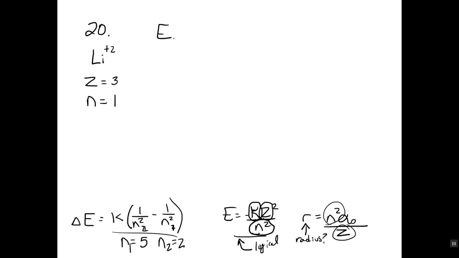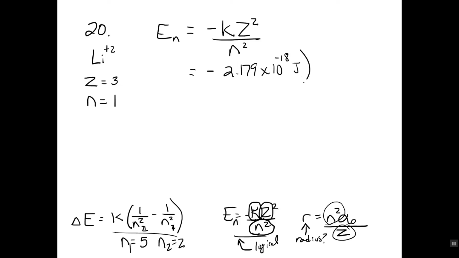So I want the energy, and this is going to be the energy of N. We could actually write that in the formula here. The energy of N is equal to negative K Z squared over N squared. So I start plugging these in. The value for K is 2.179 times 10 to the negative 18th joules. So that's negative K, there's my K value, and it's negative.